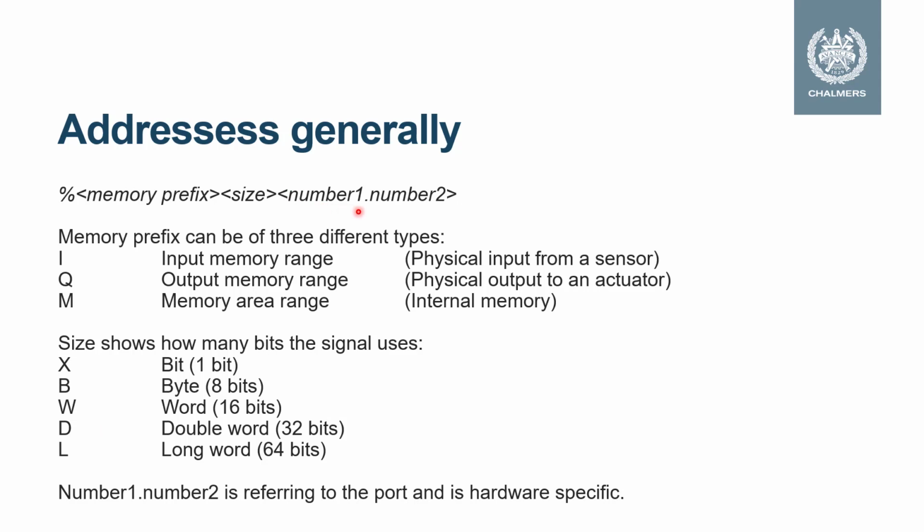And then we have the numbering at the end, which I said 0.0 is for the first input port in the first input module. How those are numbered is not defined in the standard, which means that different manufacturers have their own system for those. The example I had is for the Codesys system.